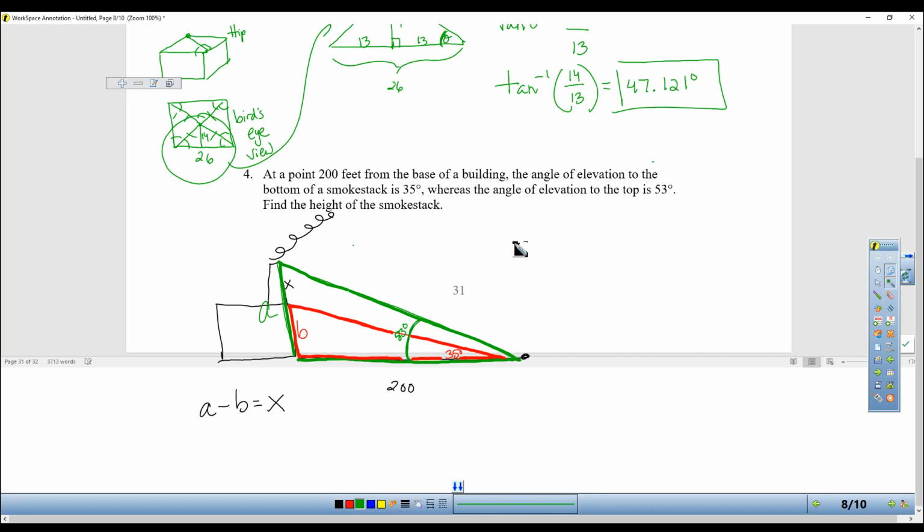But for the green triangle, I have the adjacent side, and I'm trying to find the opposite side. So I'm going to use tangent. Tangent of 53 will give me that whole A over the adjacent side, which is 200. I clear my fraction. And then I get A is equal to 200 times tangent of 53, which gives me 265.409.